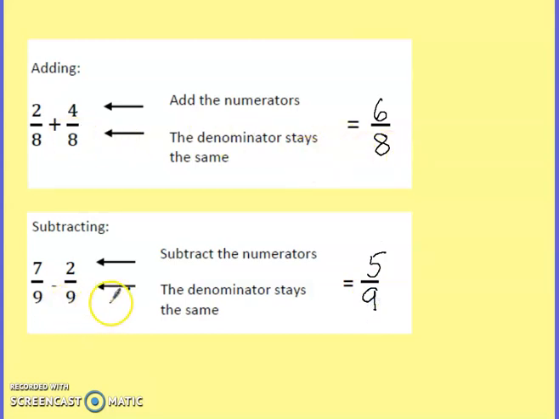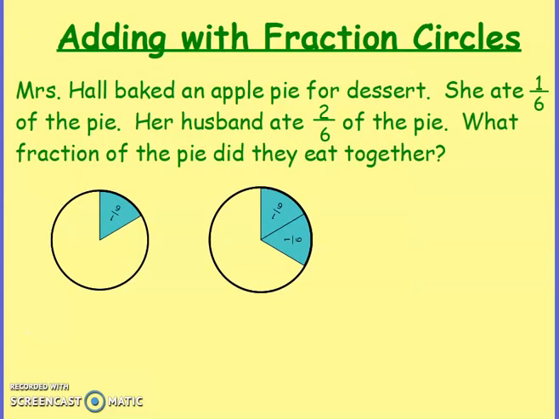Our denominators stay the same. So you can ignore the denominators at first. Just do your simple fact math, and then just stick your denominator at the bottom. So now that we've got a review of how adding and subtracting fractions work, let's try some word problems with models. First, adding with fraction circles.